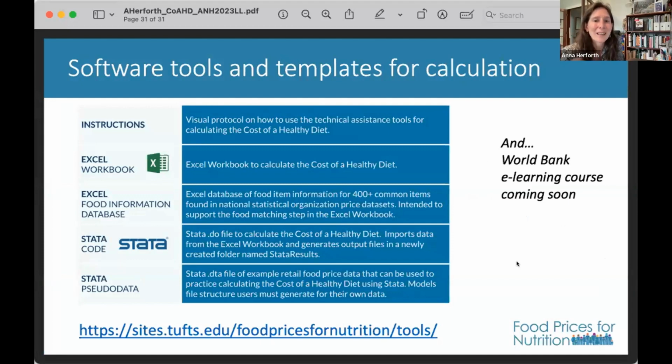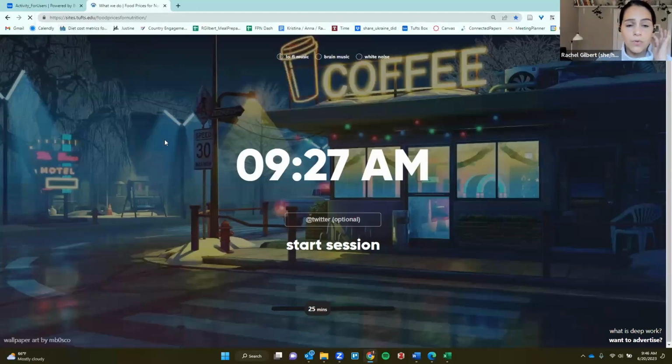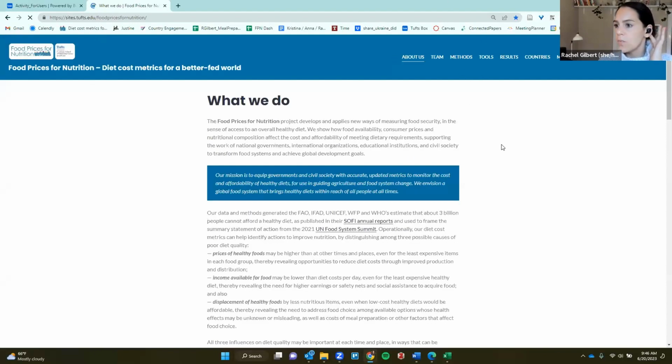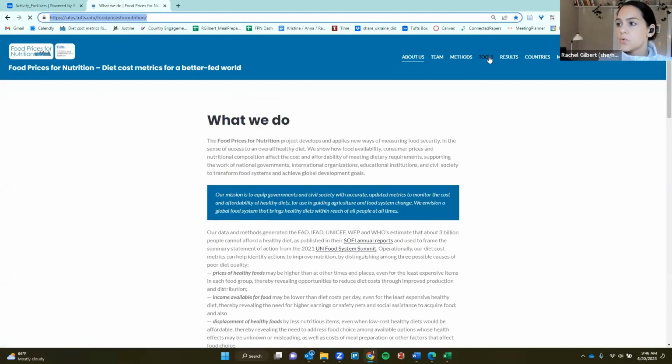And again, through these learning labs and through these interactions with countries, we've developed a bunch of software tools and templates for calculation, which we will be introducing today. What I'm going to show you is just where these software tools live on our website. So let me share my screen quickly. On our website, the Food Prices for Nutrition website, we have a whole page on the tools. I'm sure someone's about to share it in the chat.